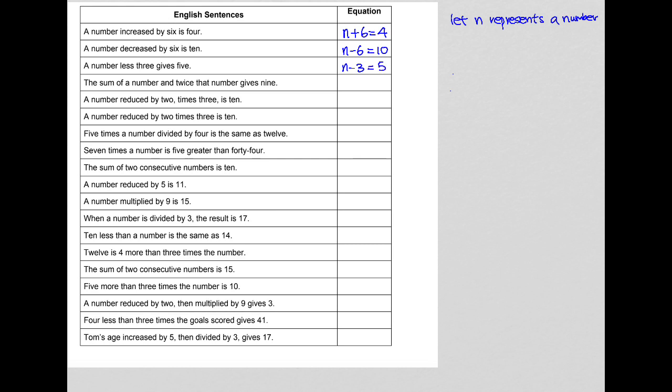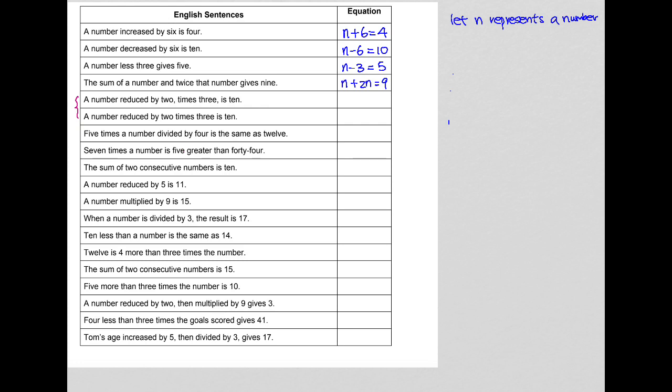The sum of a number and twice that number. Sum means addition between two numbers. What are those two numbers? One is n, the other one is twice the number, which is 2n. Gives equals 9. The next two are very similar, but there's a difference by the comma.